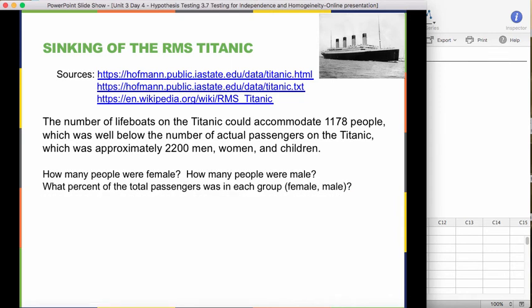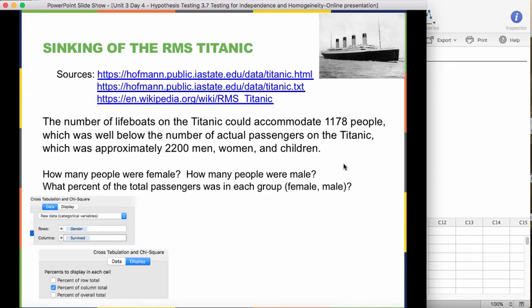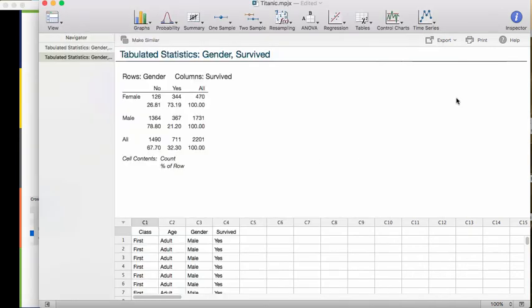A different question is how many people were female and how many people were male, and what percentage of total passengers was each group, female and male. To do this, we can run this two-way table again, and this time we're going to do a column total to get those totals. Right now we've been doing totals across rows, and let's now do totals across columns to answer that question as well.